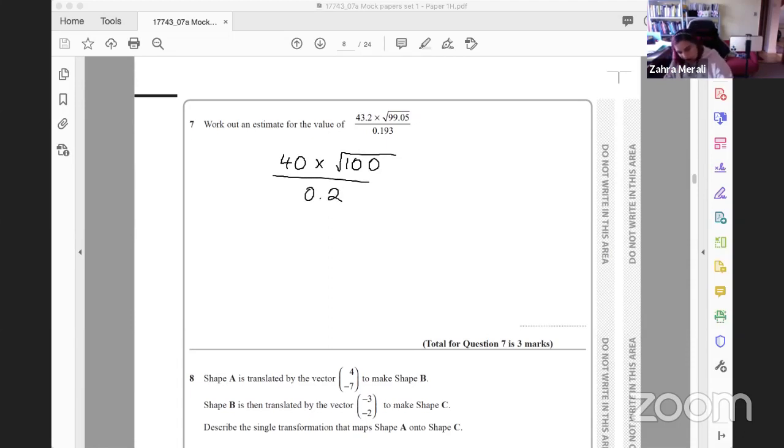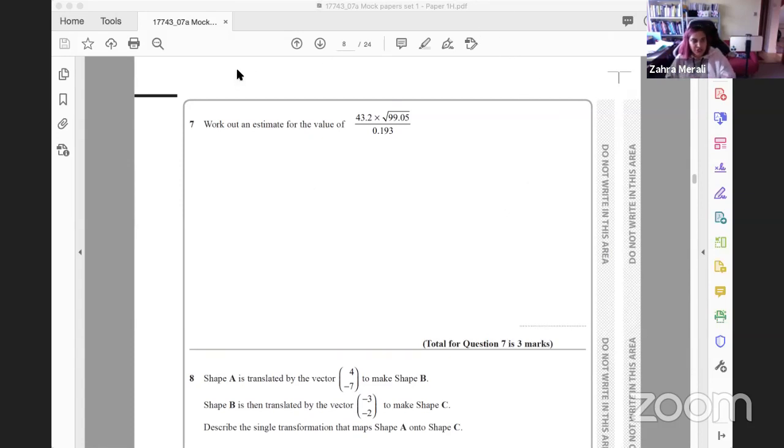So now we've got on the top 40 times 10, and we're going to divide that by 0.2. So we've got 400 divided by 0.2. 400 divided by 2 would normally be 200. But because we're dividing by a smaller number, in terms of the decimals, we're adding a 0. Remember, when you divide by something smaller, you get a bigger number. If you're sharing things with fewer people, you're always going to end up with a larger number. Okay, so that's our estimate.